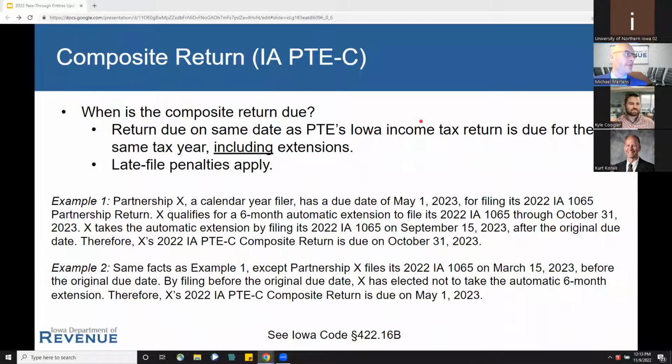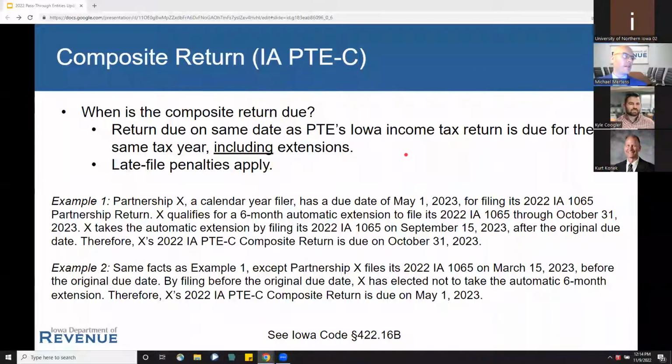So we've discussed who must file these composite returns. We've discussed who a non-resident member is for purposes of this composite return. The next question is, when is this composite return due? This is a unique feature of the new composite return tax, because the due date of the composite return is tied to and follows the due date of the pass-through entity's Iowa income tax return. So this includes extensions. I have a few examples that I think would be good for us to go through together.